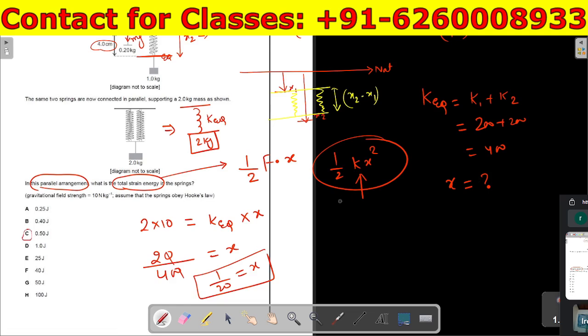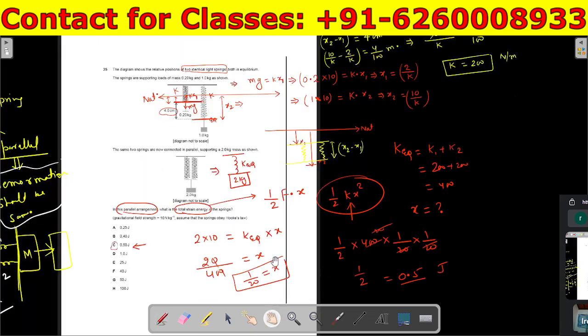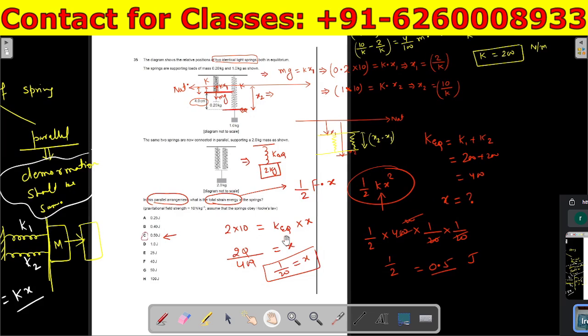Now I will substitute here. So this is half, K is 400, and x squared is 1 by 20 into 1 by 20. I think this 20 gets cancelled out. So we are getting 1 by 2, that is 0.5 joules. Is it okay? I think that is option C. Yes, Sanuka? Yes, sir. I understand. Yeah, very good, very nice.